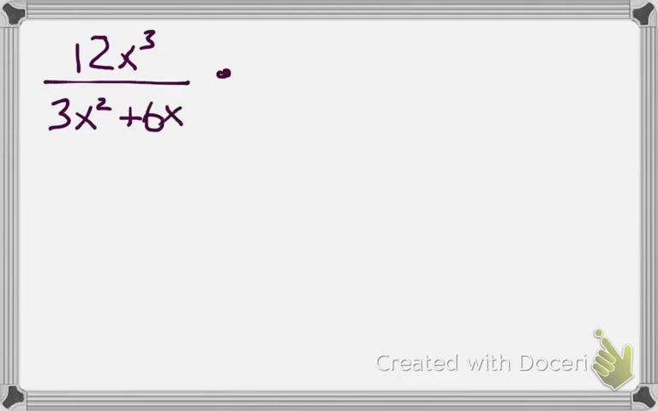Okay, let's look at a slightly tougher example. So if we have something like, for example, 12x cubed over 3x squared plus 6x, and that's going to be multiplied by 4x cubed plus 8x squared all over 5. Okay, so we know our first thing is always to factor.